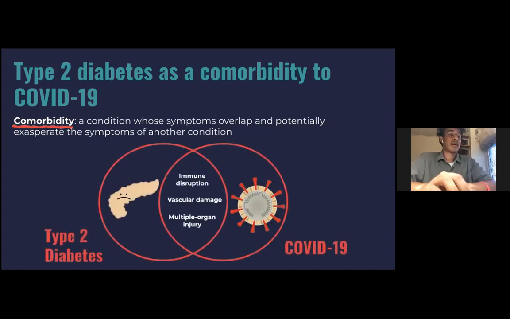So here I'm just illustrating potential symptoms that could cause comorbidities for type 2 diabetes as well as COVID-19. In the middle of the Venn diagram between the two conditions, I've listed immune disruption, vascular damage, as well as multiple organ injury. These are the most severe outcomes of both. But as you can imagine, the most severe symptoms of conditions could lead to the most severe exacerbations in terms of comorbidities.